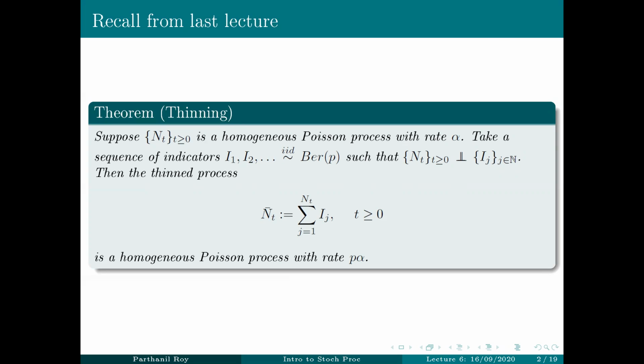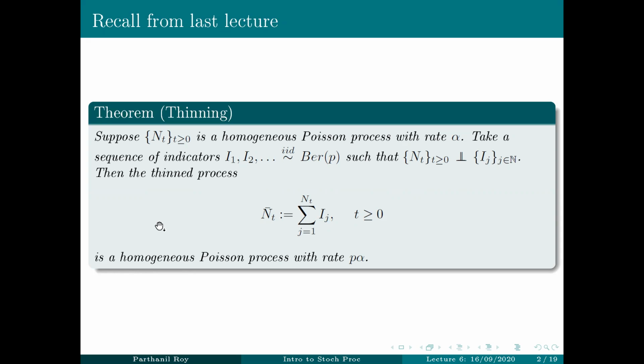Suppose you have a homogeneous Poisson process N_t with rate alpha. You take a sequence of indicators I_1, I_2, etc., which are IID Bernoulli(p), and this entire sequence I_j is independent of the process N_t, which basically means if you take finitely many of the N_t's and finitely many of these I_j's, those two random vectors are going to be independent for every finite choice from these two processes. Then the thinned process N bar_t, which is defined as the sum of all I_j as j runs from 1 to N_t, is again a homogeneous Poisson process and its rate is p alpha.